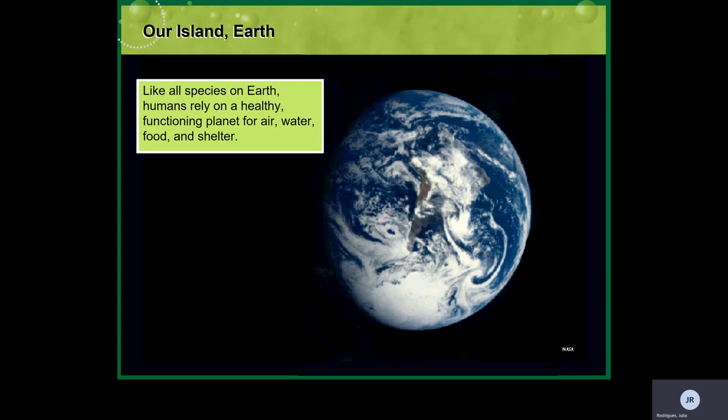With environmental science, we are going to be talking about our Earth. All species on Earth, like humans, rely on that healthy, functioning planet. So we have those essential needs that we have. We need air, water, food, and shelter, and that really contributes to having that healthy environment on our Earth.